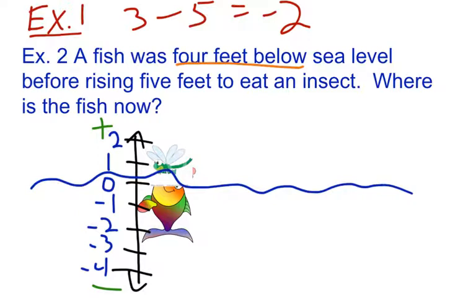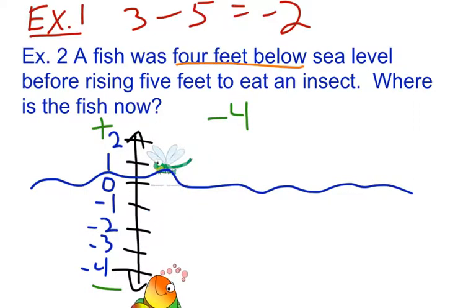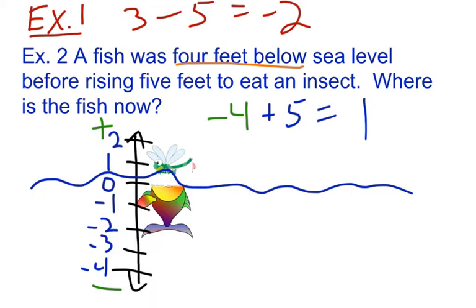It's at positive 1. So we're going to represent this by the fish started at negative 4 and it rose 5, so that means we went in the positive direction. 1, 2, 3, 4, 5. So we're going to say negative 4 plus 5. And where is that insect? It's at 1. So see, this is so easy to model on a number line. Oh wow, nothing like a good bug to start the day.